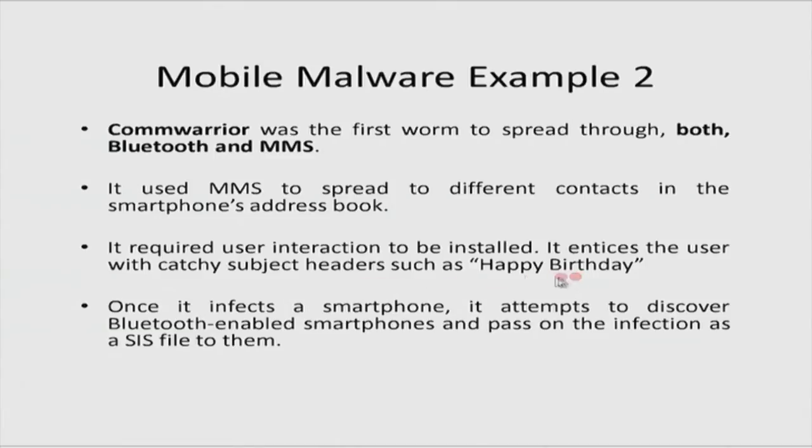So once it was installed using MMS, the next thing is to use Bluetooth. Once it infects a smartphone, it attempts to discover Bluetooth-enabled smartphones and pass on the infection as an SIS file to them. So two vectors of propagation, Bluetooth and MMS. The previous worm, Cabir, had only one vector of propagation, which was Bluetooth. So you see how things become more and more creative in the context of worm design.